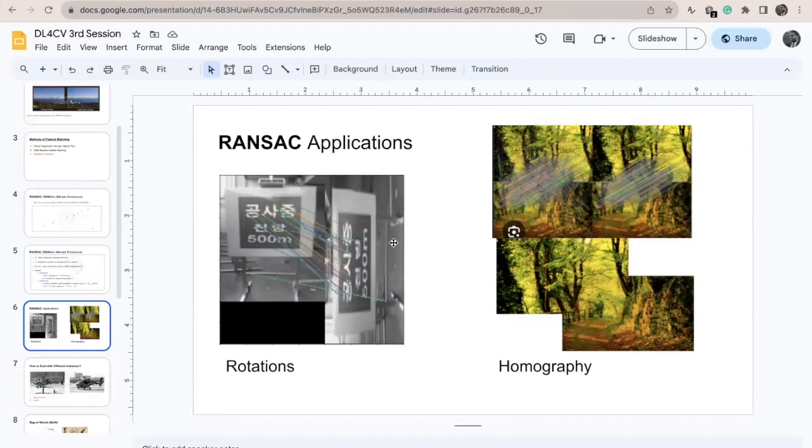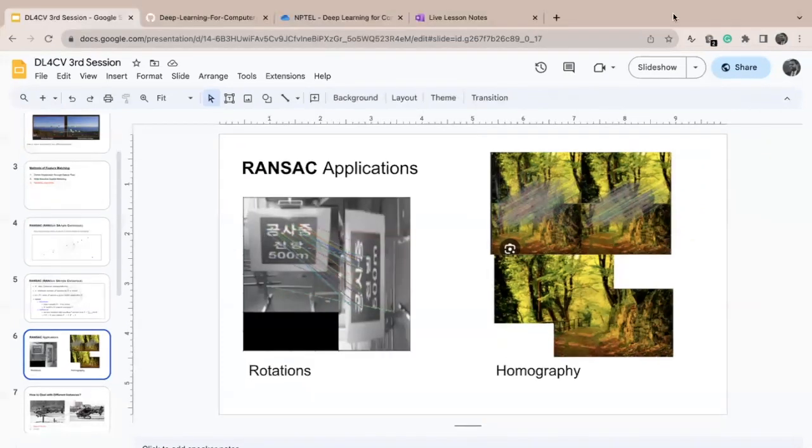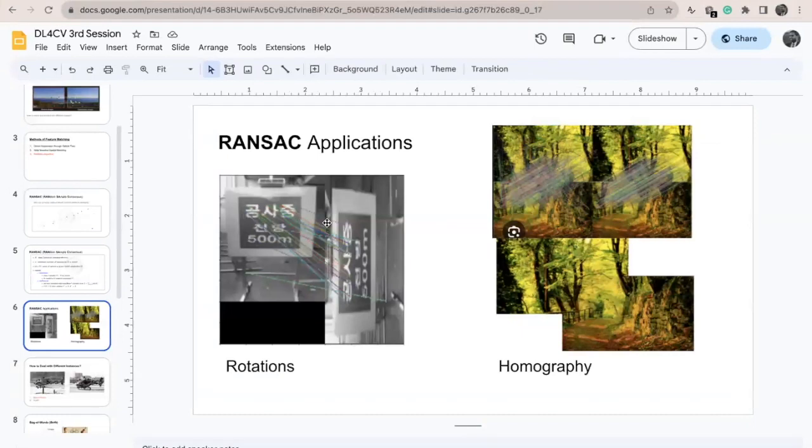Coming to the applications, so this has a lot of applications in today's world, such as rotating the image. We can rotate the image and still preserve all the things that are there in the original image. Then second is homography. Homography is stitching different images of the same place, somewhat overlapping images taken from different angles. These parts were overlapping.